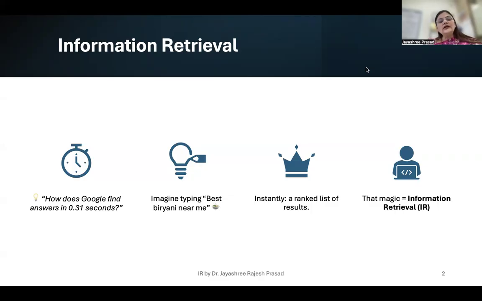Imagine that you are hungry and you type "best biryani near me," and boom, in less than a second, Google shows you a ranked list of restaurants. That's faster than you deciding between tea or coffee, isn't it? And the magic behind this is called information retrieval. Today, let's explore how machines find what we want from the sea of data.